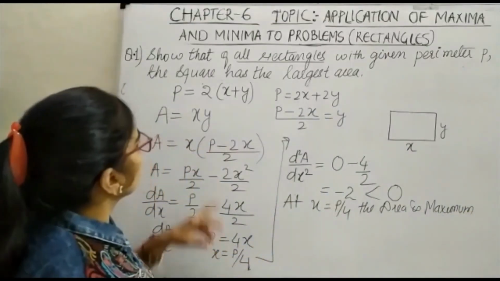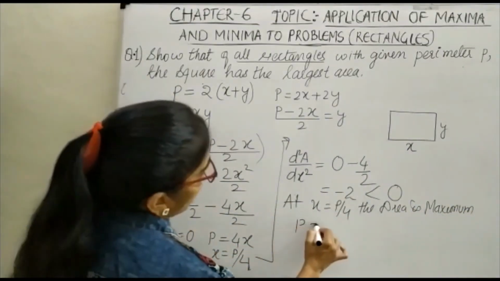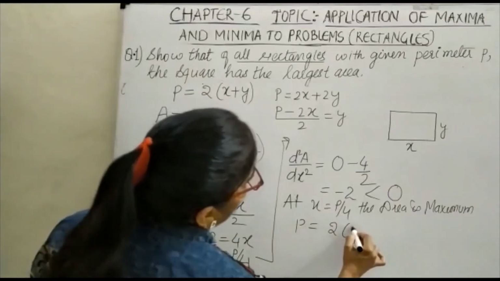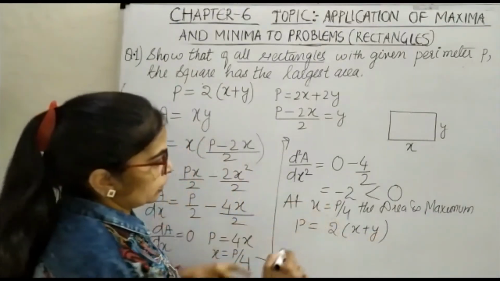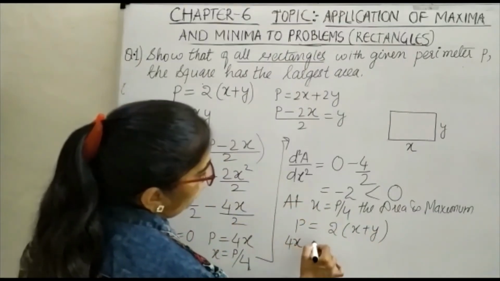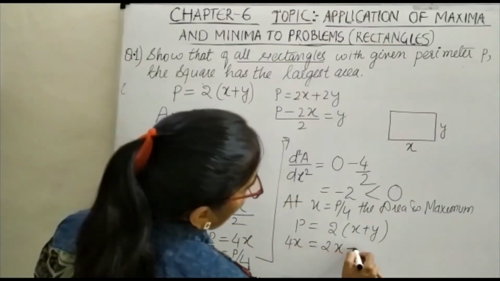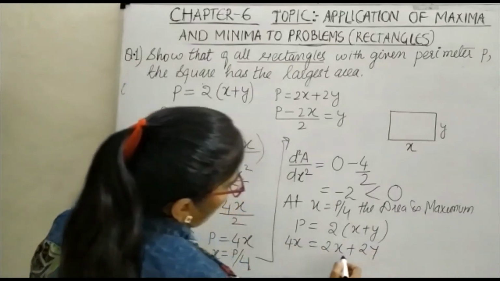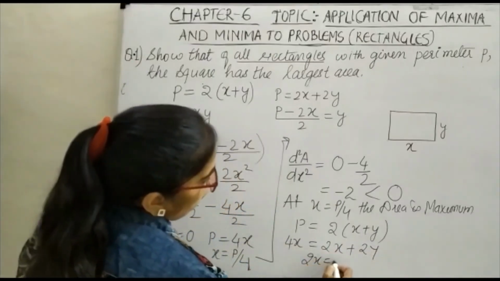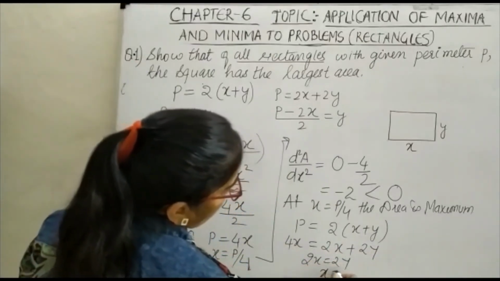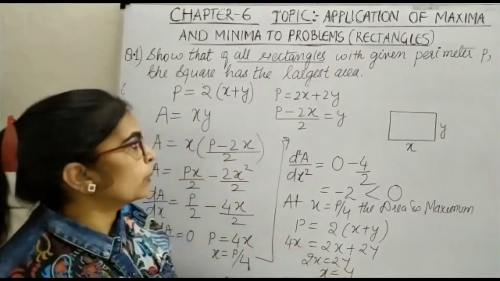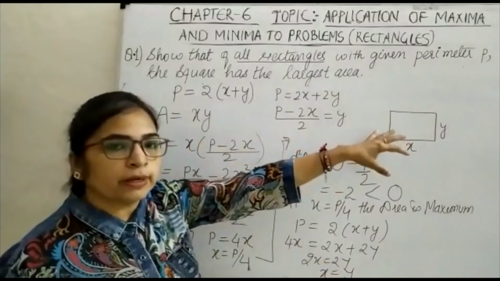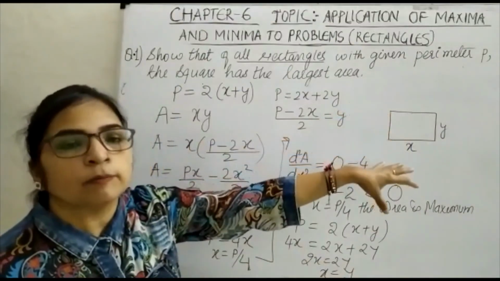Okay, if this is less than 0, second derivative अगर आपका less than 0 है, that means at x is equal to p upon 4, the area is maximum. Okay, now we can work out here p is equal to 2x plus y. p की वैल्यू यहाँ से कितनी जाएगी 4x, so you can take here 4x is equal to 2x plus 2y. Now this will be 2x is equal to 2y. You can see that x is equal to y.